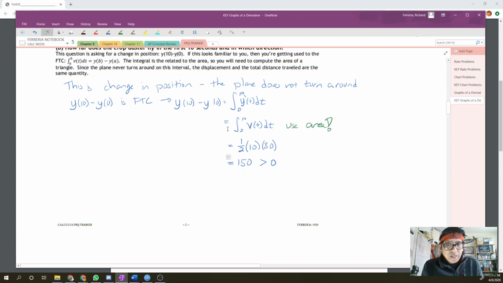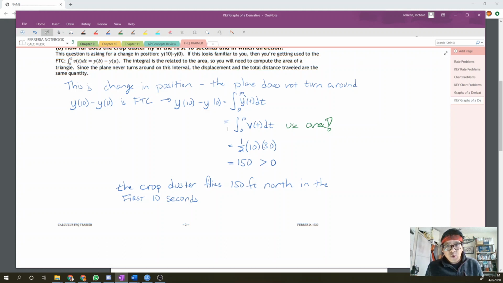I'm going to note really carefully that that 150 is greater than 0, because changes that are positive here mean in the north direction, and negative would have meant in the south direction. So the crop duster is going to fly 150 feet north during those first 10 seconds.